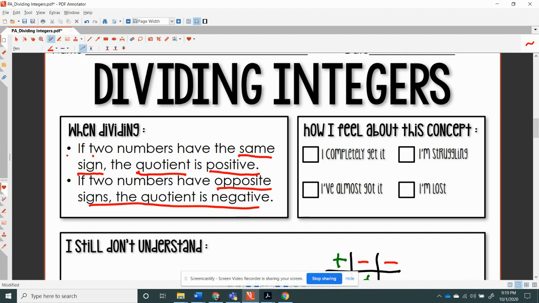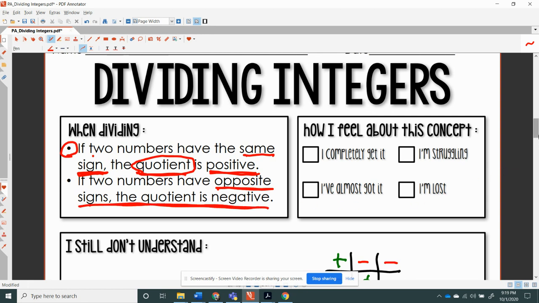And the two things we need to know when we divide integers is that if two numbers have the same sign, so they're either both positive or both negative, same sign, then the quotient, or the answer that we get when we divide, will be positive. If two numbers have opposite signs, then the quotient is negative.